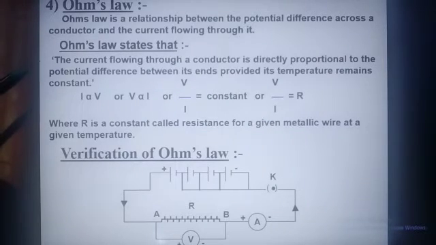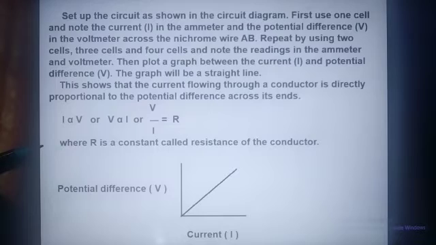Now let us come to Ohm's law. The current flowing through a conductor is directly proportional to the potential difference between its ends, provided its temperature remains constant. That means current I is directly proportional to the potential difference V, where R is a constant called resistance of a given metallic wire at a given temperature. This is the verification of Ohm's law. This is also Ohm's law shown in the form of a graph, where it shows that the current flowing through the conductor is directly proportional to the potential difference across its ends.